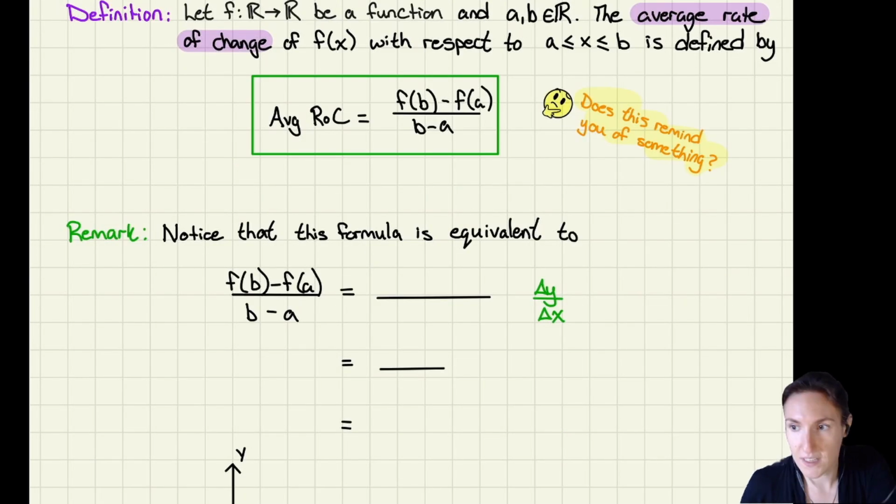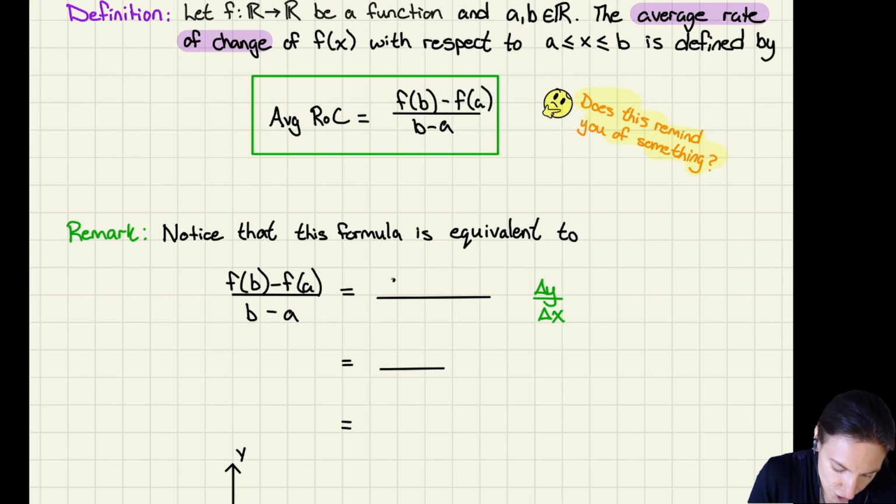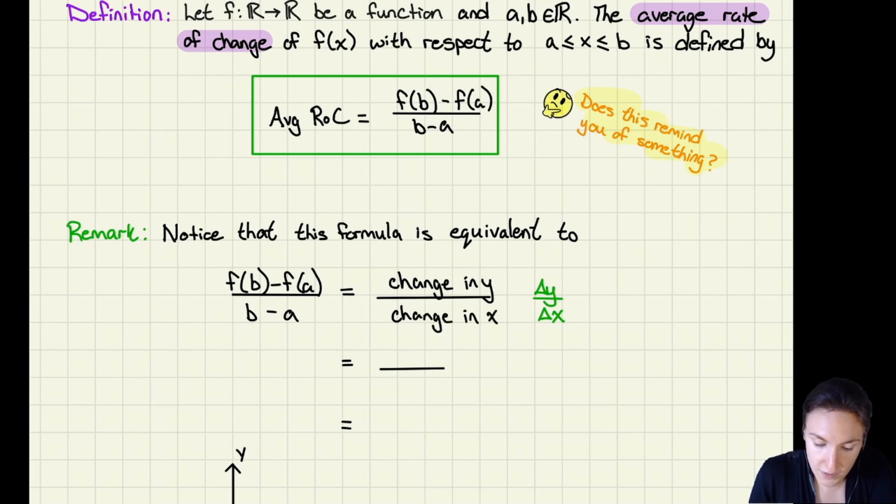Notice that this formula is equivalent to looking at the change in y over the change in x, which is equivalent in notation. If you don't want to write this in English, you can write it like this. But this is equivalent to having y2 minus y1. So this would be y2, or f of b, or f of a would be y1. And then I have x2 minus x1. And this is just the definition of a slope.